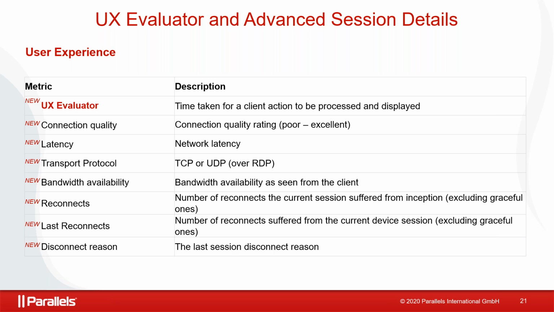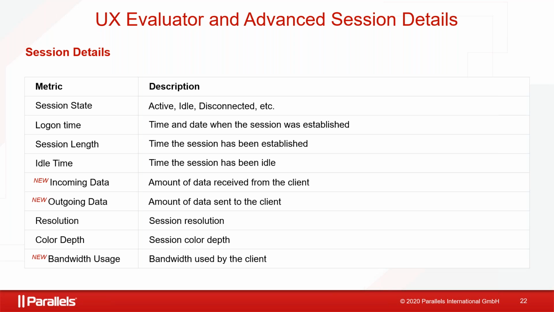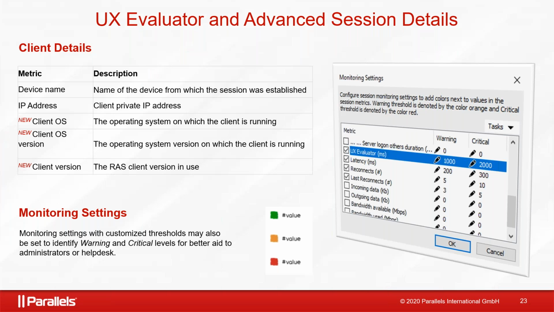And disconnect reason, very interesting. Why was there a reconnect? It wasn't a graceful reconnect. What was the reason? So we're looking at presenting the actual reason itself in the console. Incoming and outgoing data, so that's upload and download, and bandwidth usage, as I mentioned. And finally, on the client side, we're showing the client OS and version, and also the Parallels client version in use.